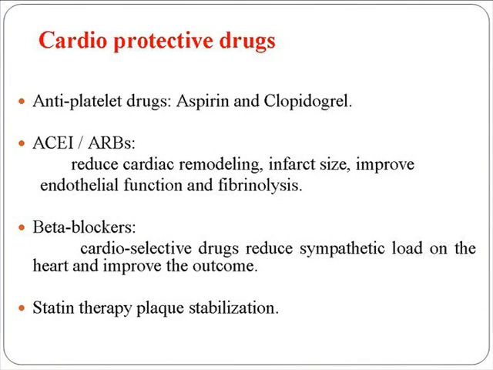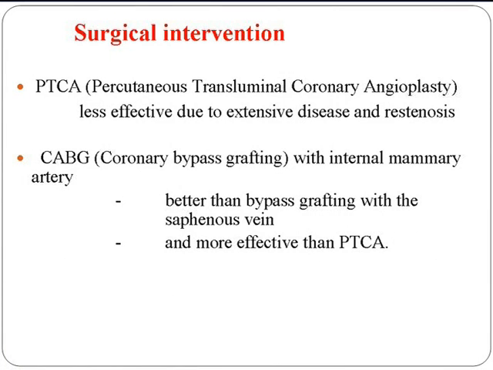And the patients after acute coronary syndrome have to be maintained on cardioprotective drugs: antiplatelets, beta blockers, ACE inhibitors and statins. Surgical interventions: compared to percutaneous transfemoral coronary angioplasty, coronary artery bypass has been shown to have a better outcome, because these patients have multiple vessel involvement and more distal involvement. And it has been found that artery grafting using the mammary artery is more beneficial than using the saphenous vein in diabetic patients.